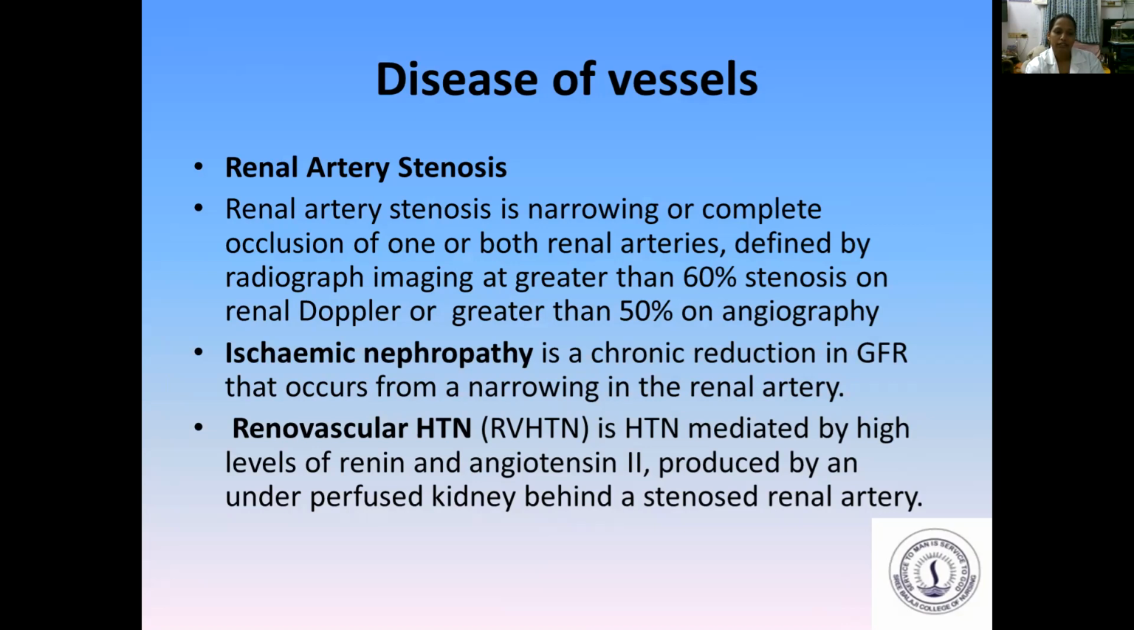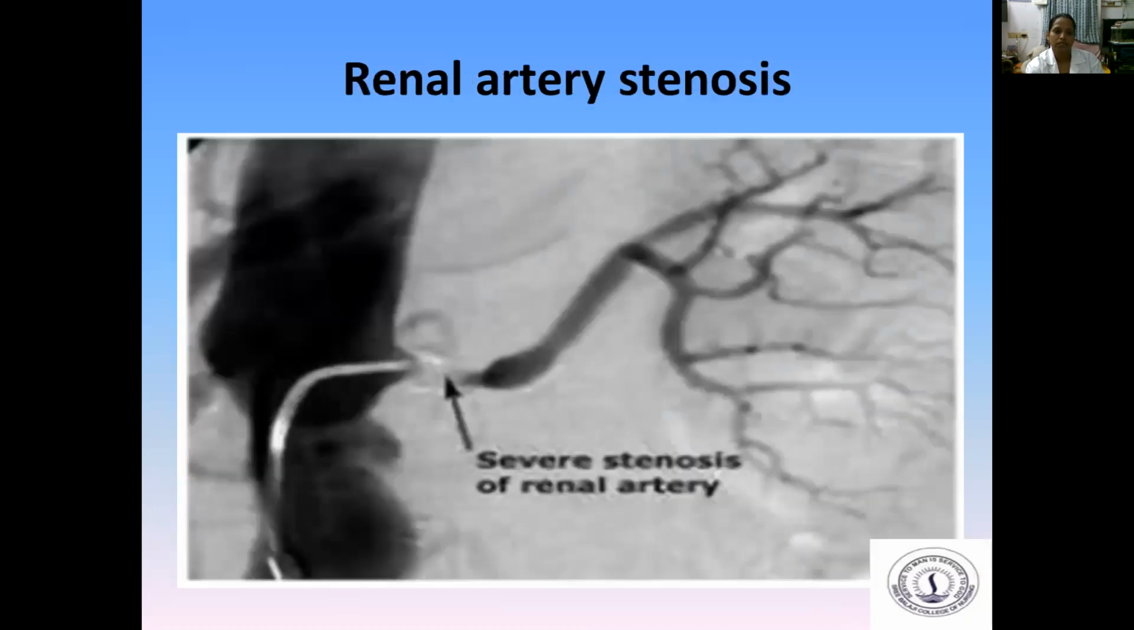So ischemic nephropathy is a chronic reduction in GFR, that is glomerular filtration rate, that occurs from a narrowing of the renal artery. RVHTN, that is renovascular hypertension, is a hypertension mediated by high levels of renin and angiotensin II, which is produced by an underperfused kidney behind a stenosed renal artery. The angiography shows a severe stenosis of the renal artery.